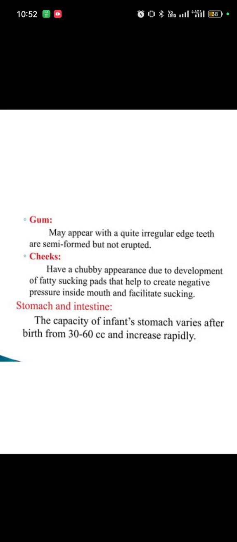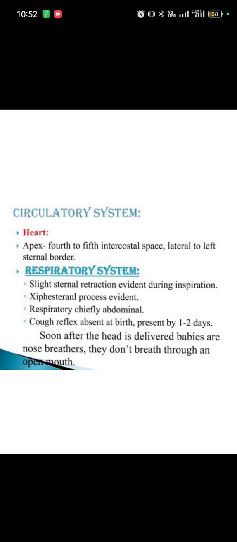Stomach and intestine. Coming to the stomach and intestine, the capacity of the stomach varies after birth. During birth it will be 30 to 60 ml, but it will increase rapidly. Next, the circulatory system. We have to check for any abnormalities of the heart.